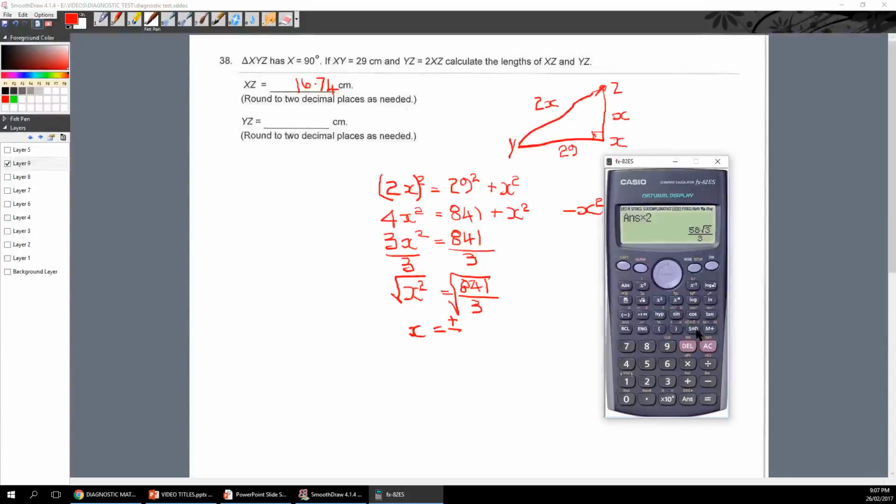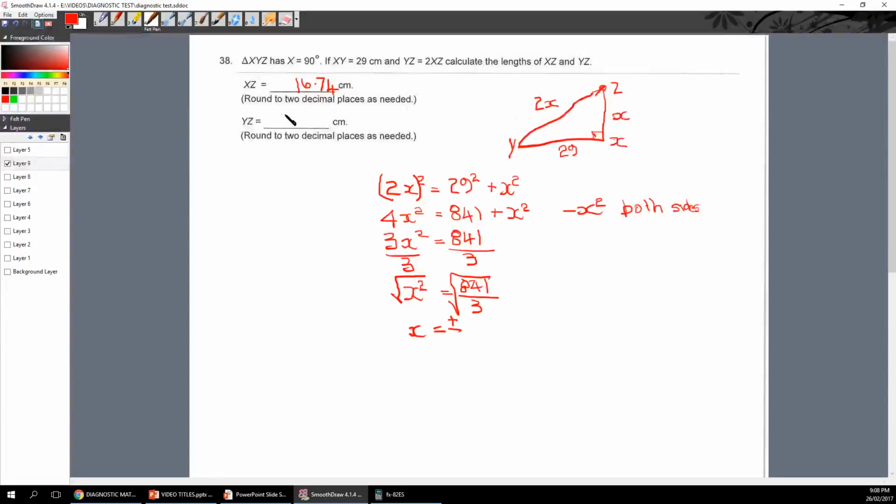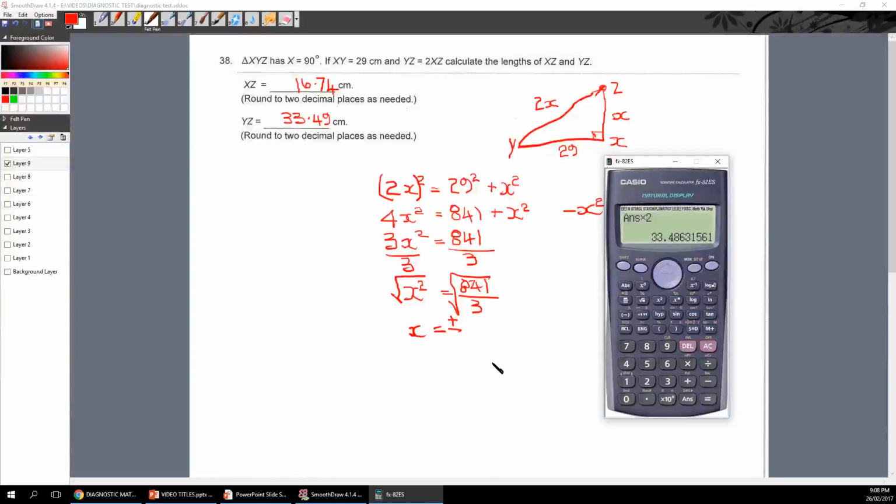Okay, and then we know from here that that equals 2x, so we just go times 2 equals, we've got to push this here now. There is some way of stopping it from doing that, but I don't know what it is. 33.49. Let's just check that. 33.49, 2 decimal places. Okay, they've asked us for 2 decimal places. You could, if you wanted to get real technical, right there.